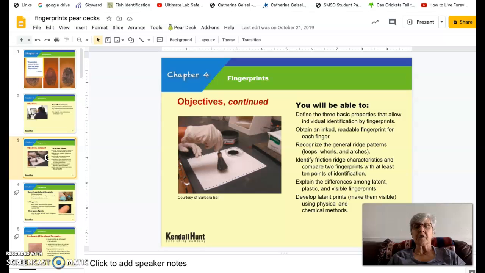So we'll look at the properties, we'll recognize what ridge patterns are, what friction ridge patterns are. Then we'll also start looking at the different types of fingerprints that can be done. Not all fingerprints are like ink fingerprints that you roll up. Fingerprints that you get at an actual crime scene are usually latent prints or plastic prints or visible prints. So a lot of times we will have to use different techniques to make the print visible, either by using powders or other chemicals. And we will actually go through some of these chemical methods that allow us to see a fingerprint.